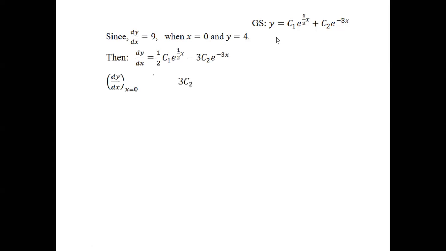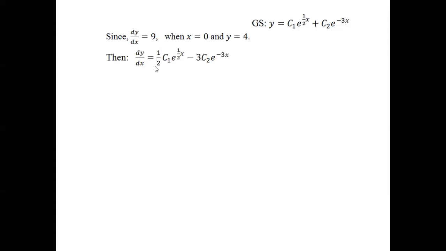So this is the general solution, y equals c1 e raised to the power half x plus c2 e raised to the power negative 3x. So following those conditions, it implies that we need to differentiate the general solution with respect to x, because here we are given dy over dx as being equal to 9. So we differentiate now the general solution with respect to x.